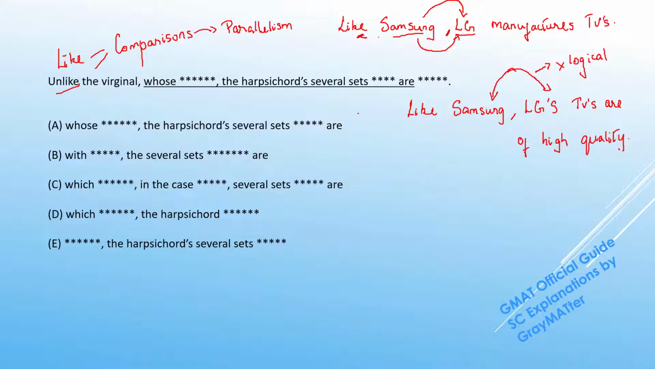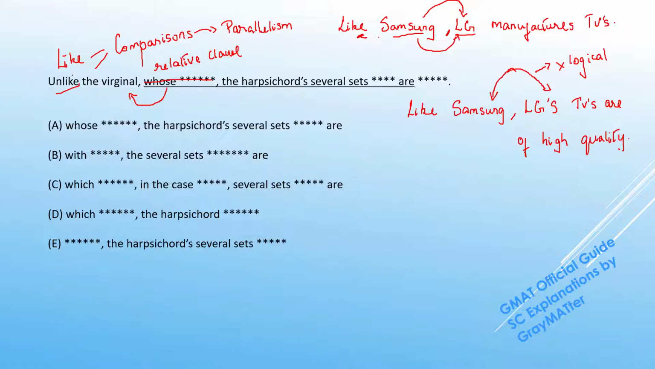If we use this and take a look at this question, it says "unlike the virginal." The virginal is a musical instrument. So naturally, this should be compared with another musical instrument. Now what we can see is that the underlined portion begins with "the whose something something." Now this is a relative clause which is merely adding information about the virginal. And this is a construction between commas, which means this can be ignored and read around.